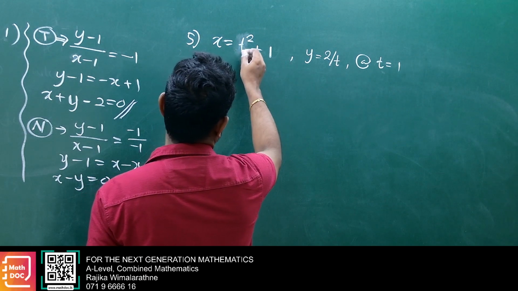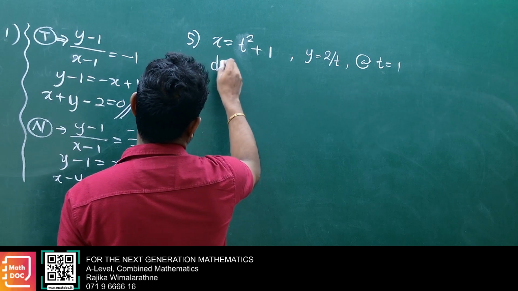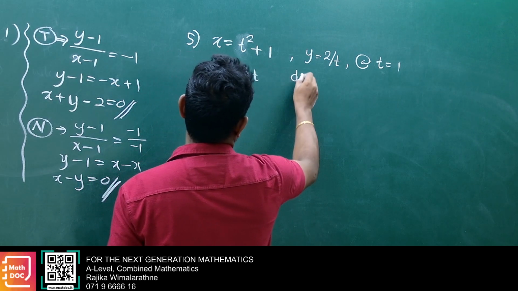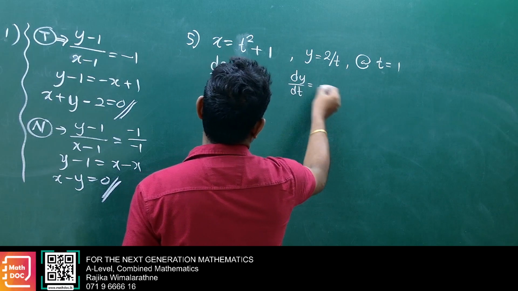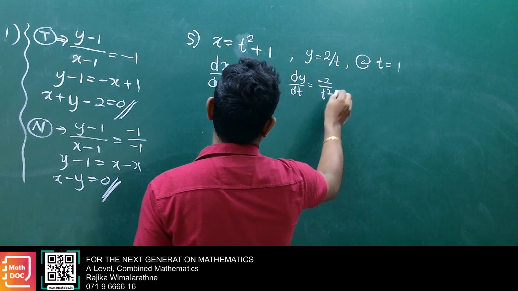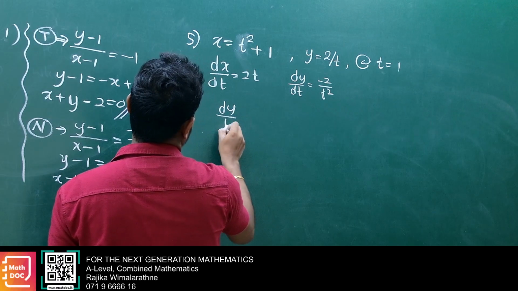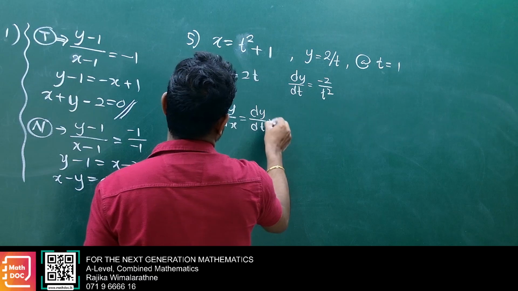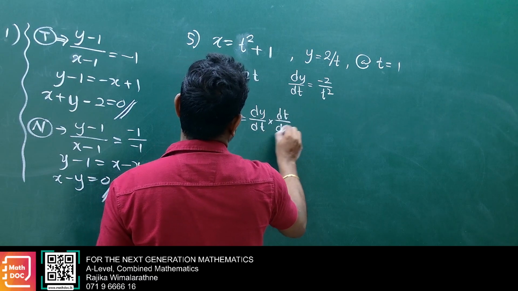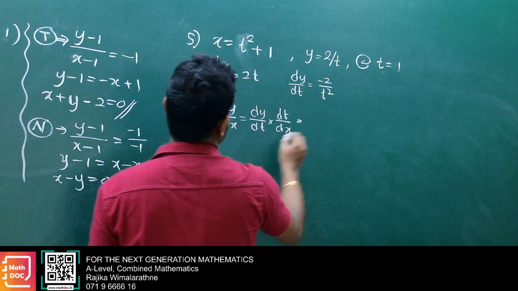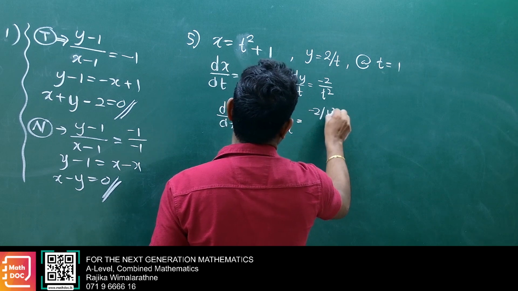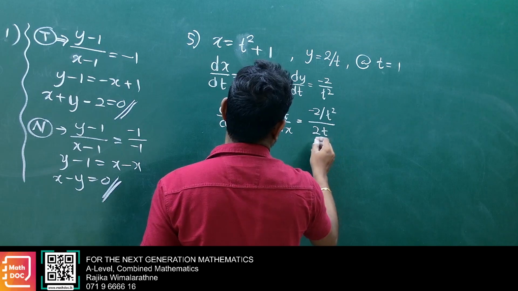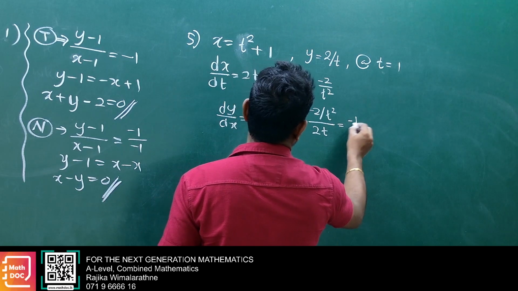Then you put t equals 1, or before that differentiate: dx divided by dt is 2t, dy divided by dt is minus 2 over t squared. Then find dy by dx, we need this. That is dy by dt times dt by dx, dy by dt is minus 2 over t square, dt by dx, take reciprocal, minus 1 over t cube.